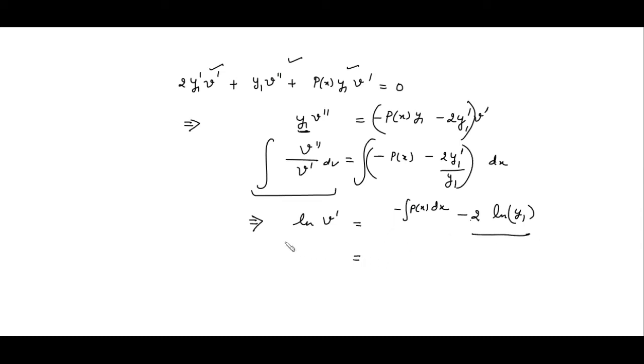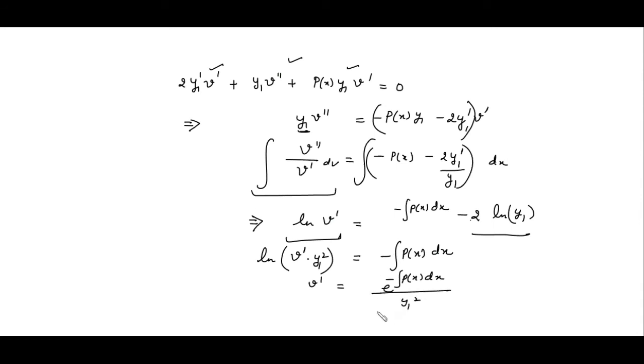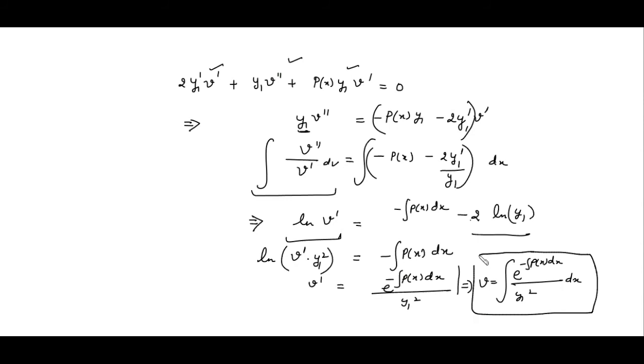We can combine these ln terms. So we get v prime into y1 square equals e to the power integral of minus px dx. So v prime will be e to the power integral of minus px dx divided by y1 square. So this implies v will be, once again we take integration and we get this. So this is the formula for v.